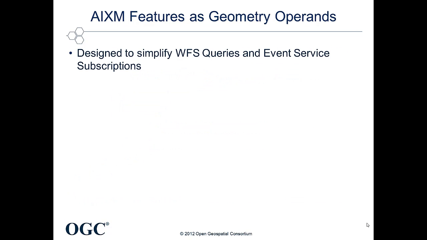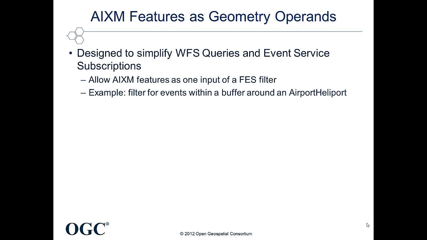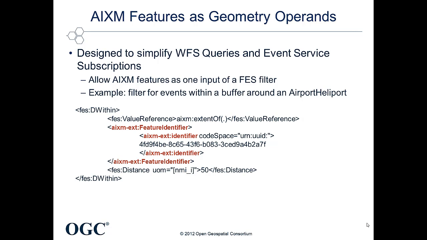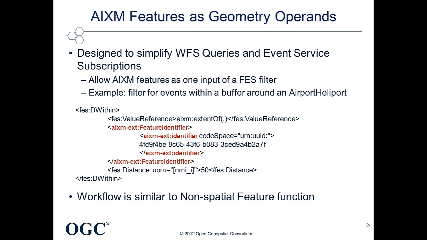Also, work on the general support for AIXM features as geometry operands has been carried out. The goal was to allow AIXM features as one input of FES filter expressions. For instance, it can be used to define a filter for features or events within a buffer around an airport-heliport. An extension XML schema has been developed to allow the provision of features by reference. This has the benefit that clients do not need to inline the complete feature, thus reducing the used network bandwidth.